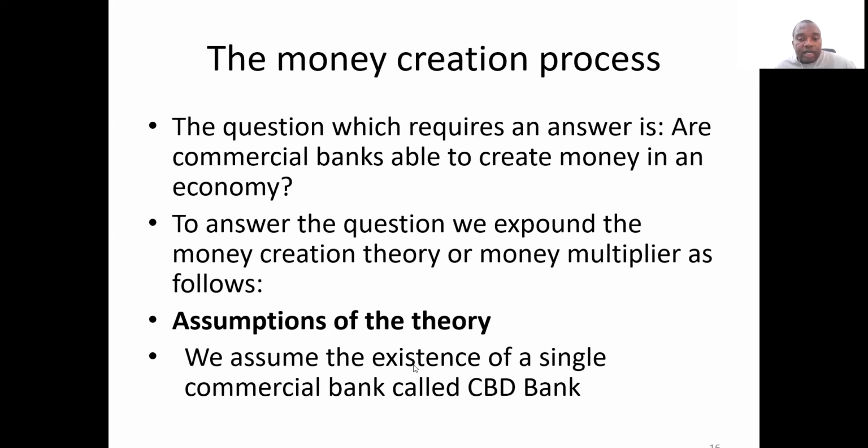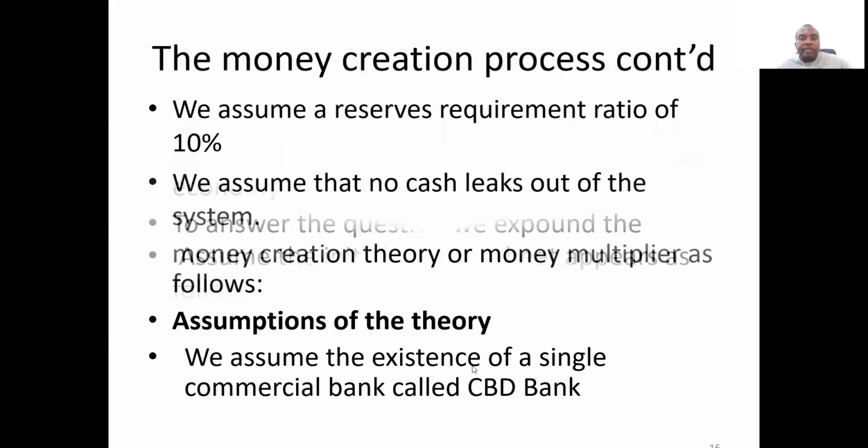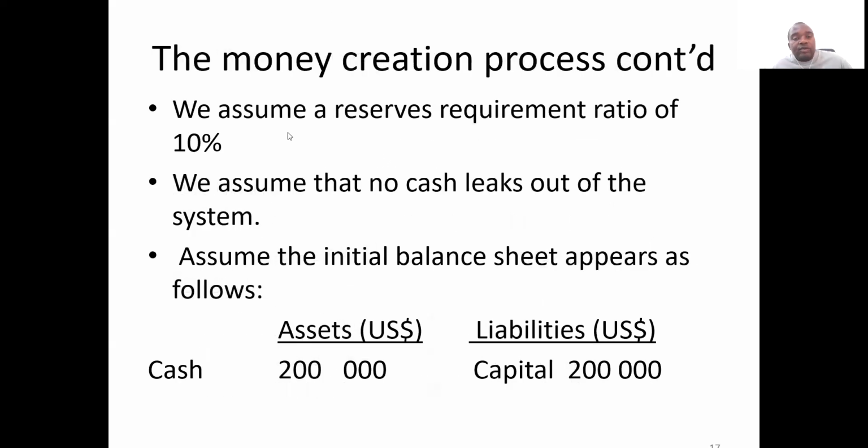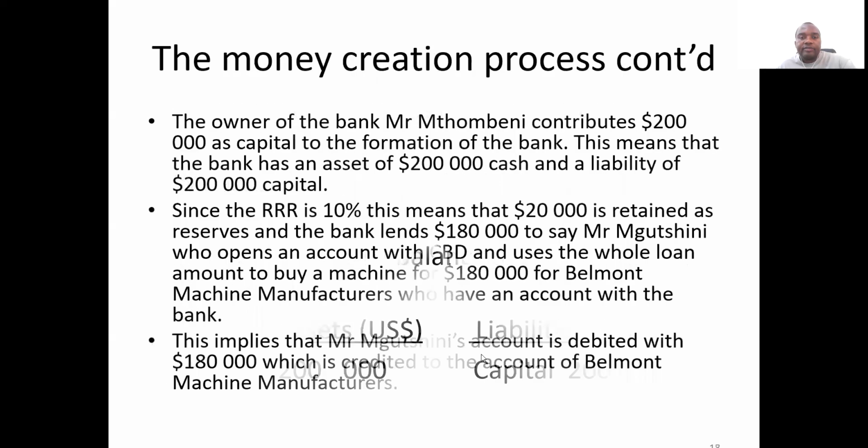The first assumption is that we assume the existence of a single commercial bank called CPD Bank. We assume a reserves requirement ratio of 10%. We assume that no cash leaks out of the system. We assume that the initial balance sheet appears in T format as follows. Our assets are $200,000: we have an asset of cash, $200,000. And then our liabilities is capital, which has been injected by this bank owner, of $200,000. So our assets and liabilities are equal at $200,000.